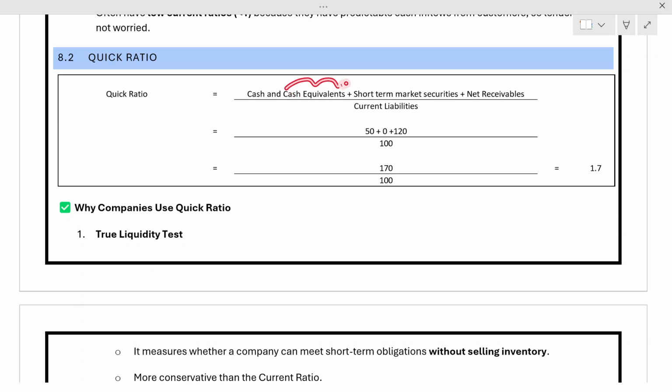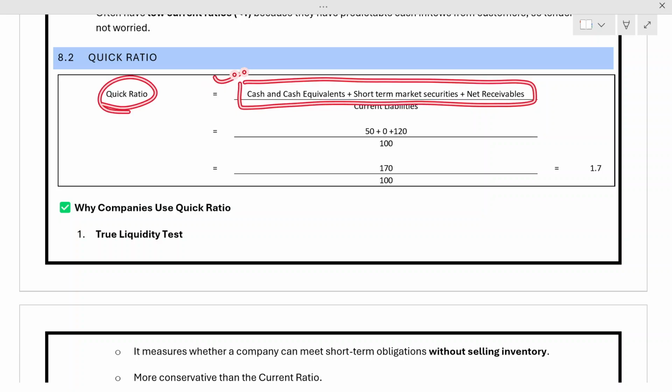But cash equivalents, like short term investments or equivalents to money, can also be converted to cash very quickly. Short term marketable securities is like when you have invested in certain mutual funds or shares, so these can be sold and money can be got within 1 to 2 days or 5 days or 7 days. And finally, net receivables, you get the money from your debtors quickly as well. Definitely, these three elements make up the quick assets in the quick ratio.